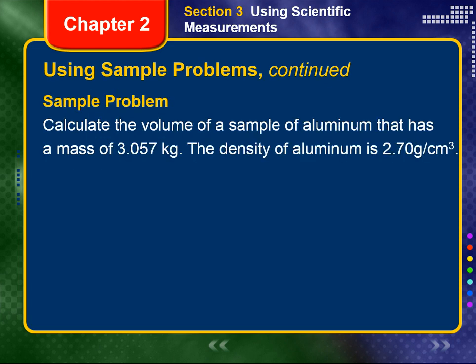Look over the following quantitative sample problem. Notice how the 4-step approach is used in each, and then apply the approach yourself in solving the practice problems that follow. Calculate the volume of a sample of aluminum that has a mass of 3.057 kilograms. The density of aluminum is 2.70 grams per cubic centimeter.